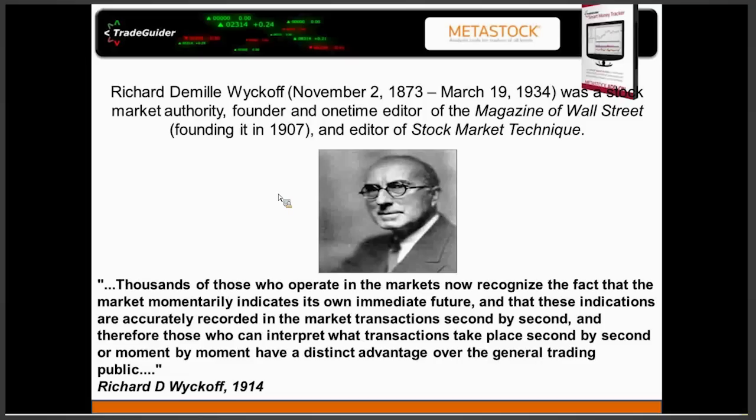He said, thousands of those who operate in the markets now recognize the fact that the market momentarily indicates its own immediate future, and that these indications are accurately recorded in the market transactions second by second, and therefore those who can interpret what transactions take place second by second or moment by moment have a distinct advantage over the general trading public.